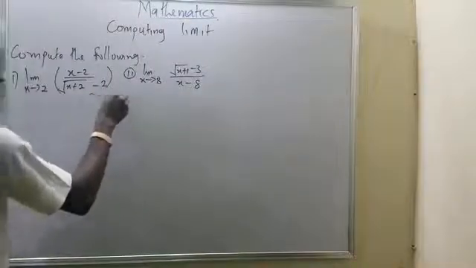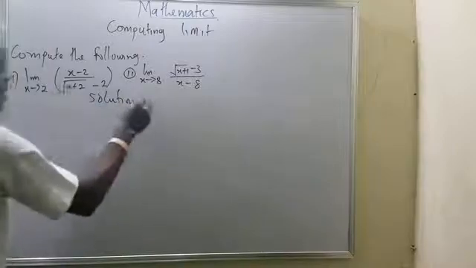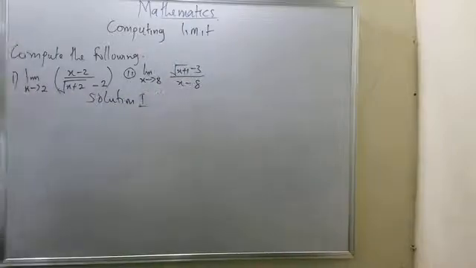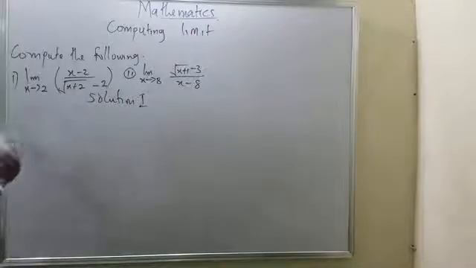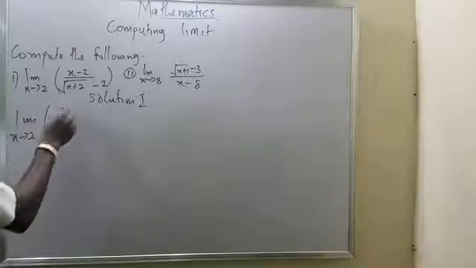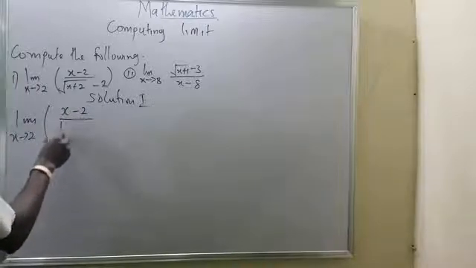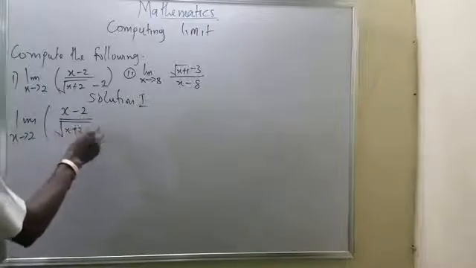Solution to one of them. Okay, let me do the solution to number 1. Number 2, you can do it on your own. By solving number 1, you will know how to go for number 2. Now, I have this type of limit: x tends to 2 of (x minus 2) divided by (root of x plus 2 minus 2).